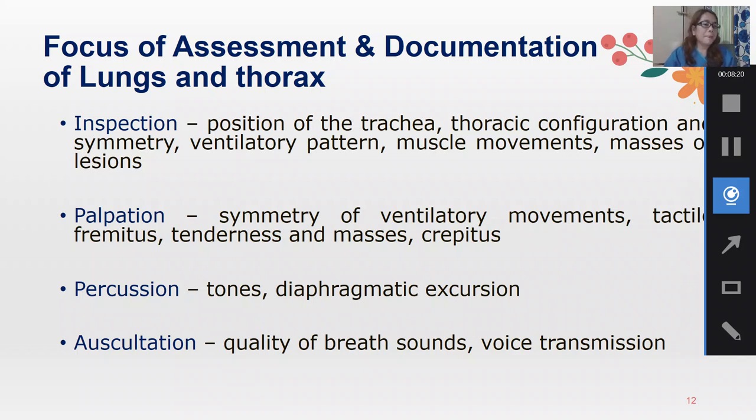Okay? And symmetry. Is it symmetrical? Okay? Or nakatagilid ba yung ganyan? Or may ganyan siya? Ventilatory pattern, hirapan bang humiga? Muscle movement, may retraction ba pag huminga si client? Is there a presence of masses or lesions? That is upon inspection. Yun yung tinitingnan mo sa inspection.